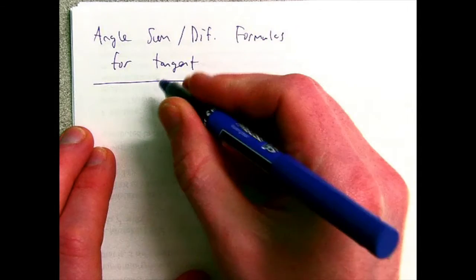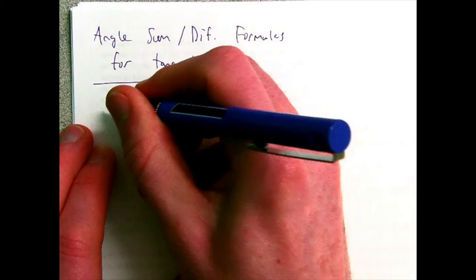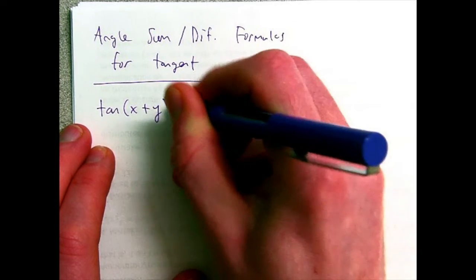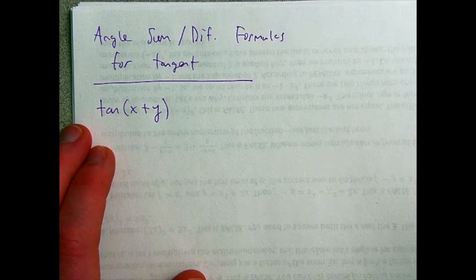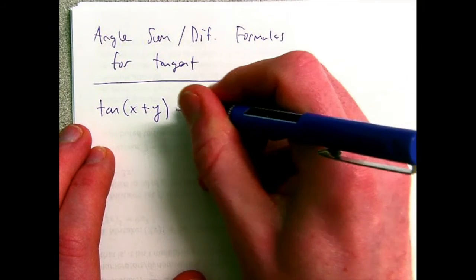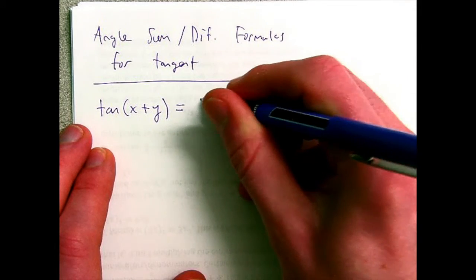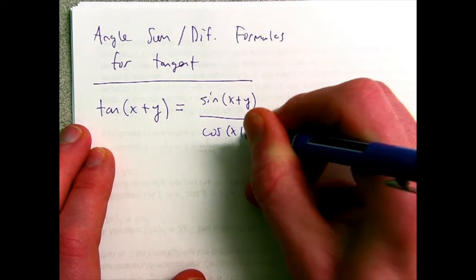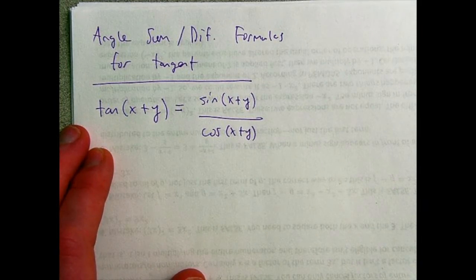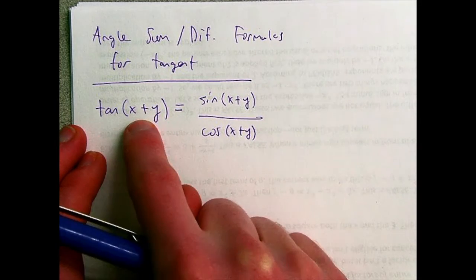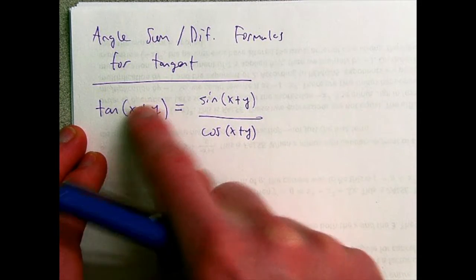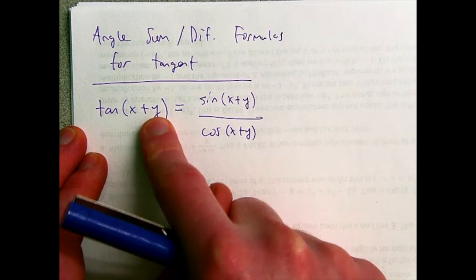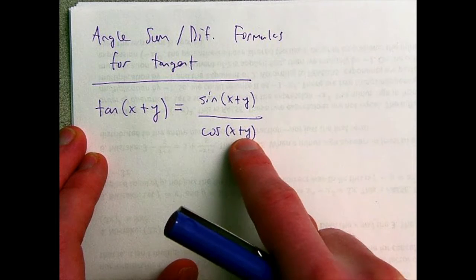So here's what we do. We say to ourselves, okay, what is the tangent of x plus y? I want a formula for that. Well, I know that the tangent of anything is the sine of that thing over the cosine of that thing, right? Certainly that's true. The tangent of any angle, whether that angle is a single angle or the sum of two angles, whatever's inside the tangent function, tangent of that angle is the same thing as the sine of that angle over the cosine of that angle.